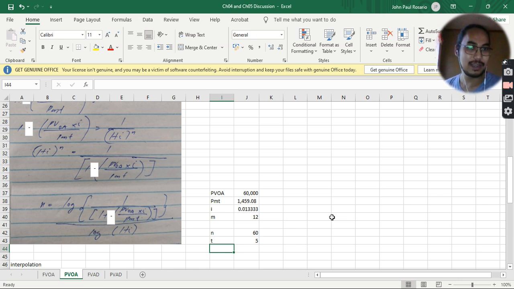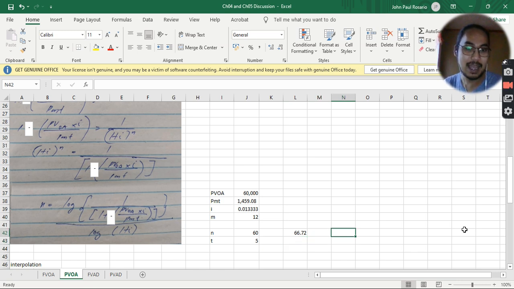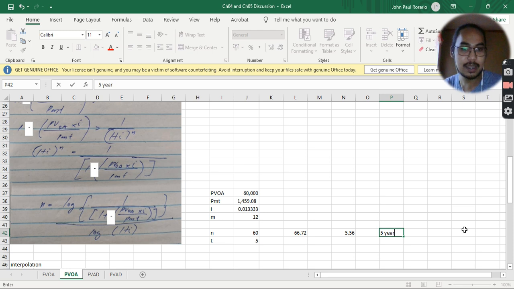So for example, if you were able to get not 60 but 66.72, how do we express this in years? First we express this into the number of years, so divided by 12 to give us 5 years. And our extra is, sorry.